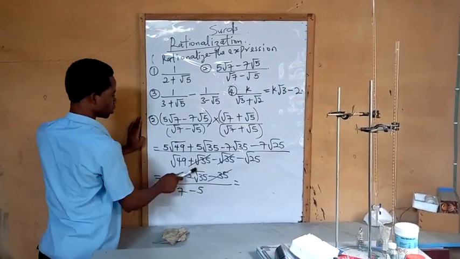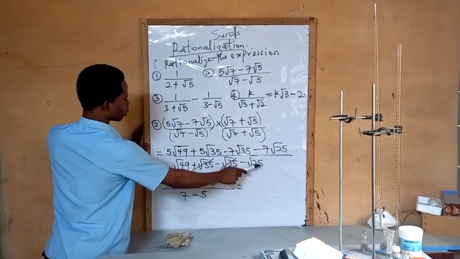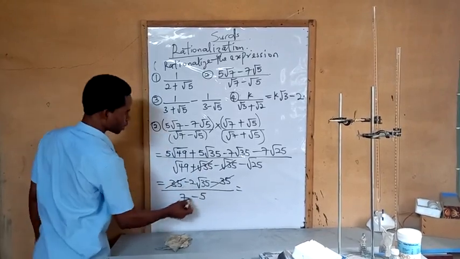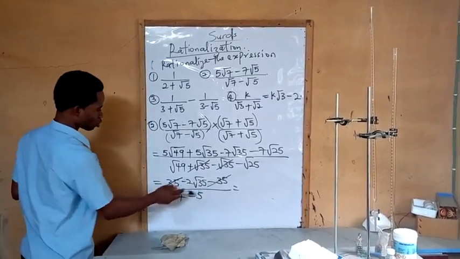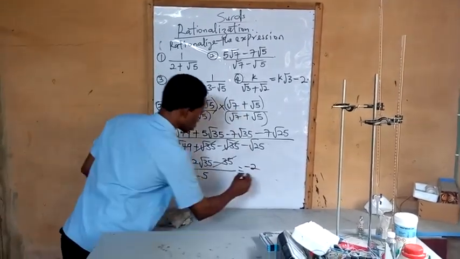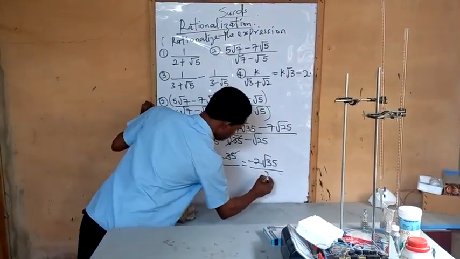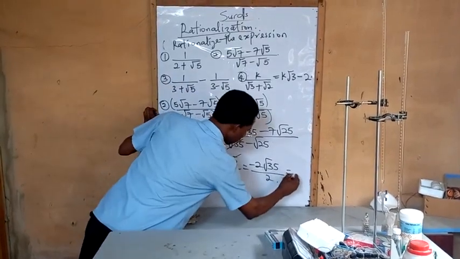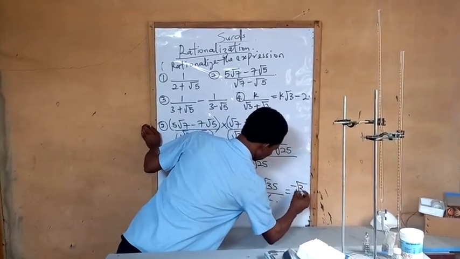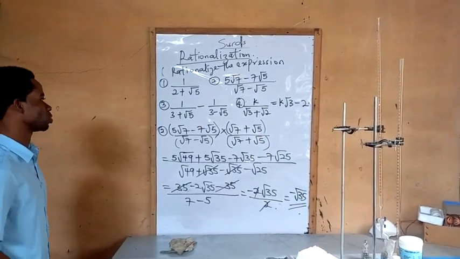All over, this cancels this. Root 49 is 7 minus 5, because root 25 is 5. Plus root 35 cancels minus root 35. So now if you look at this minus 35, there is a plus here, so plus 35 becomes minus 35. So we have minus 2 root 35 all over 7 minus 5, that is 2. So this 2 cancels this 2, and that means we have minus root 35. So that is the answer for number 2.